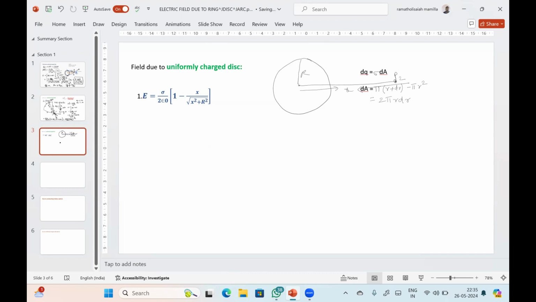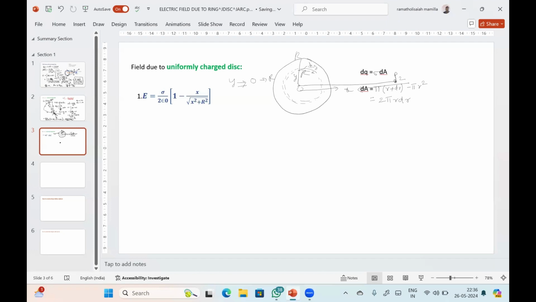The disc is a combination of rings. So consider a ring at distance y, a small ring of radius y with width dy. So this is dy, the ring thickness. All these rings are connected from 0 to r, so y varies from 0 to r. Based on this, we have to use integration here.